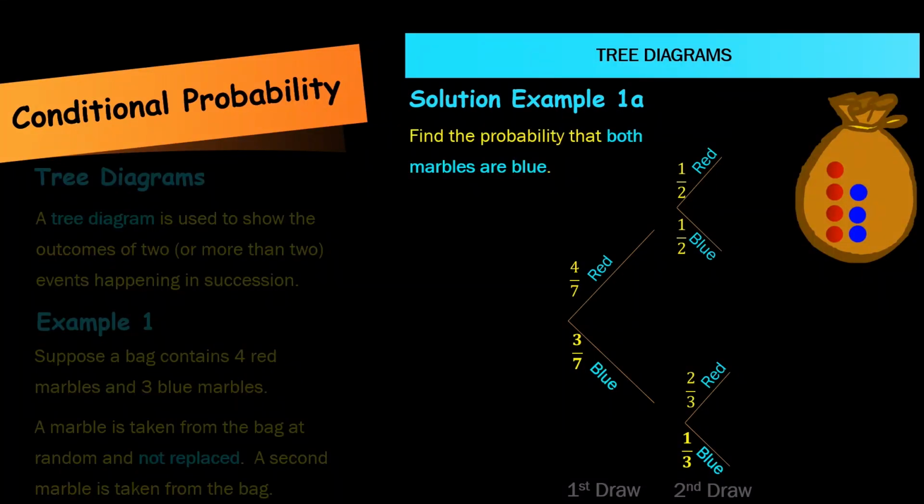So for part A, we're required to find the probability that both marbles are blue. In this case, we go down the blue-blue route, as highlighted here. And so we have 3 out of 7 times 1 out of 3 to give us 1 out of 7.